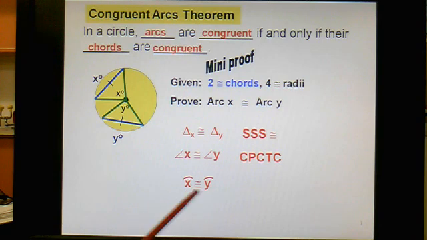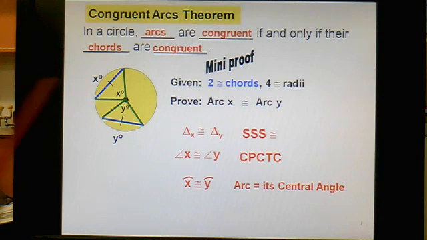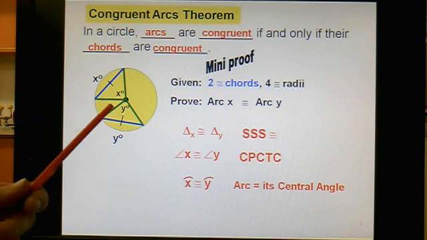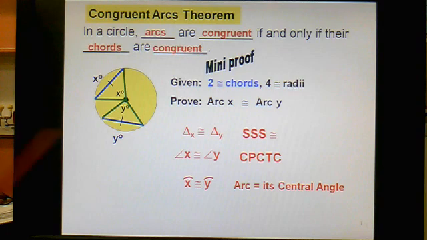And of course, this is true because they are associated with the central angles. We said yesterday an arc is equal to a central angle, and this arc is equal to that central angle. This arc is equal to that central angle, so it sort of just makes sense. It's sort of a definition, sort of a theorem that deals with central angles and arcs.